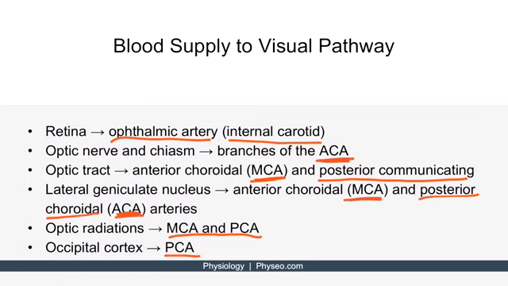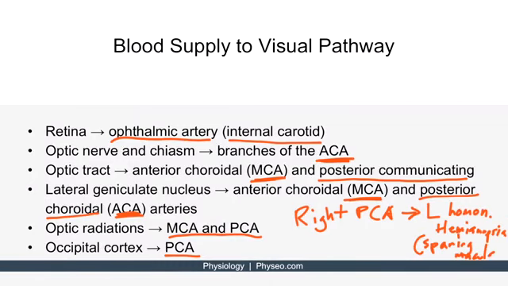So as you can see, there is quite a bit of crossover between what arteries supply each portion of the visual pathway. For example, if a patient gets a right PCA infarct, they will likely demonstrate left homonymous hemianopsia with sparing of the macula. However, with an MCA infarct, it's not perfectly clear what parts of the visual pathway could be affected, if at all.